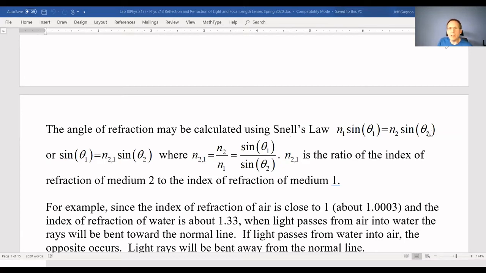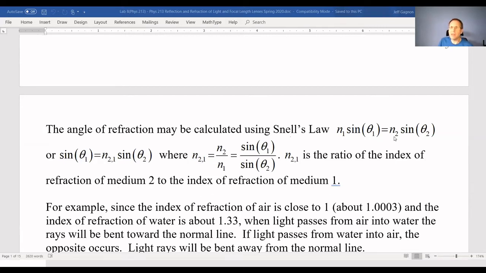Okay, now what we're going to do, think of N1 as the index of refraction of, say, air, and N2 as the index of refraction of water, or it could be glass as well. We're going to want to know the ratio of the index of refraction of water relative to air, or of glass relative to air. In this case, I'm calling that N2,1, the ratio of the index of refraction of medium 2 to the index of refraction of medium 1.